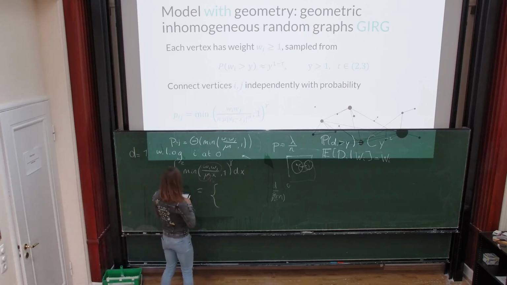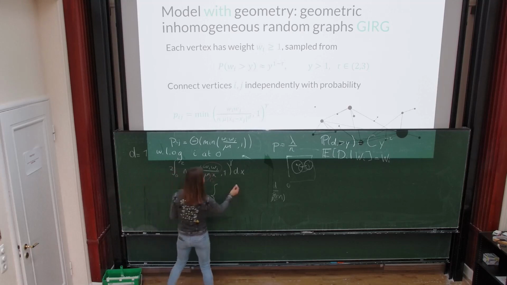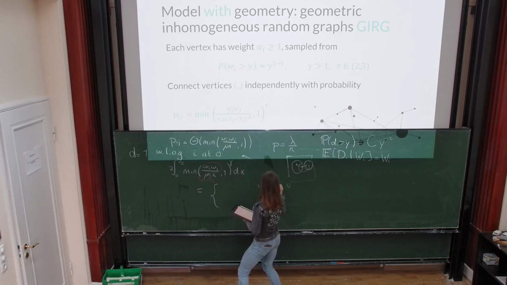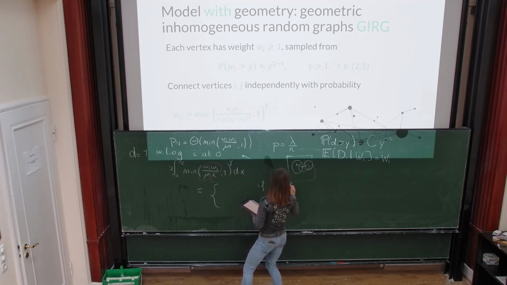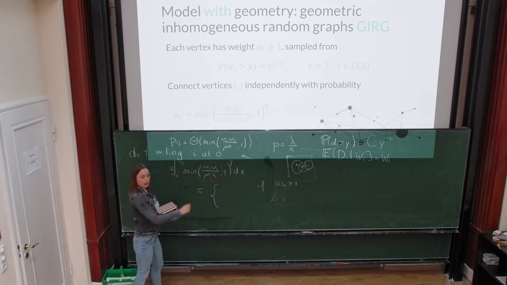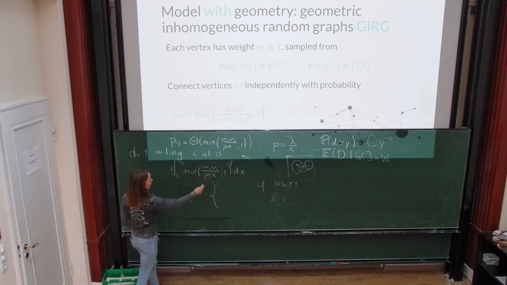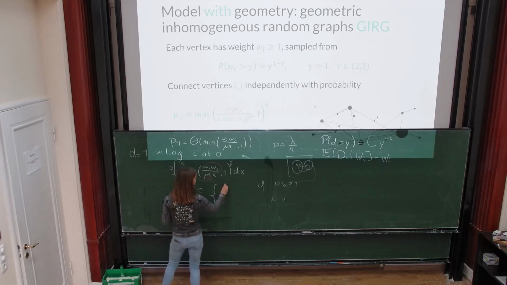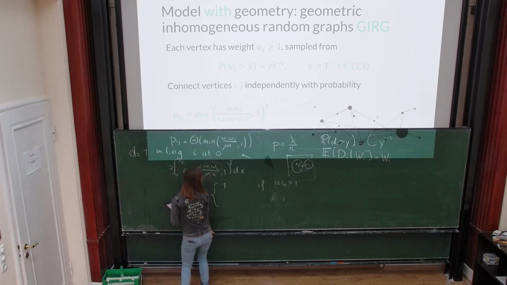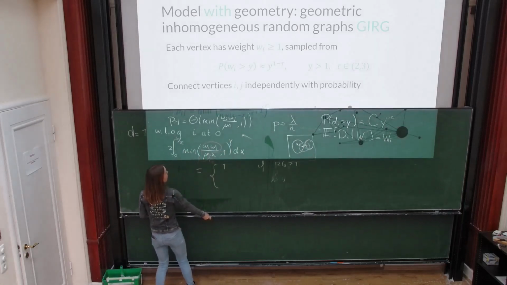So if 2 times R0 is already larger than 1, then we will always have 1 in this integral. So then we just get 2 times the integral from 0 to 1/2 of 1, which is just 1. In the other case, then we have a switching point.